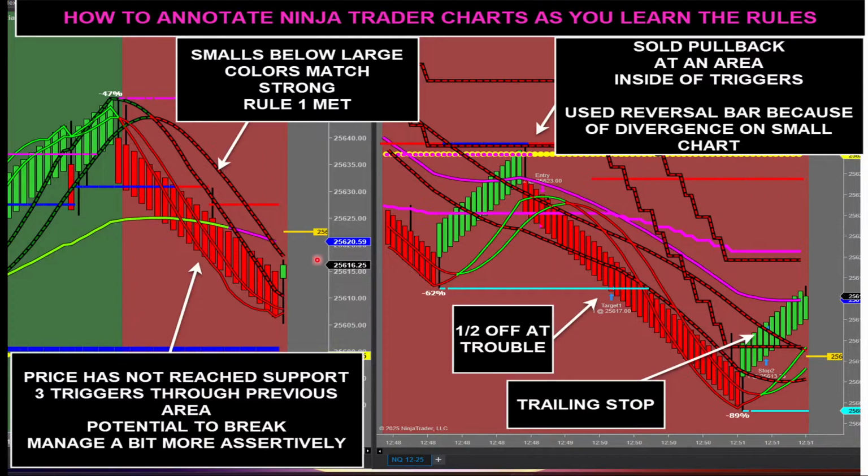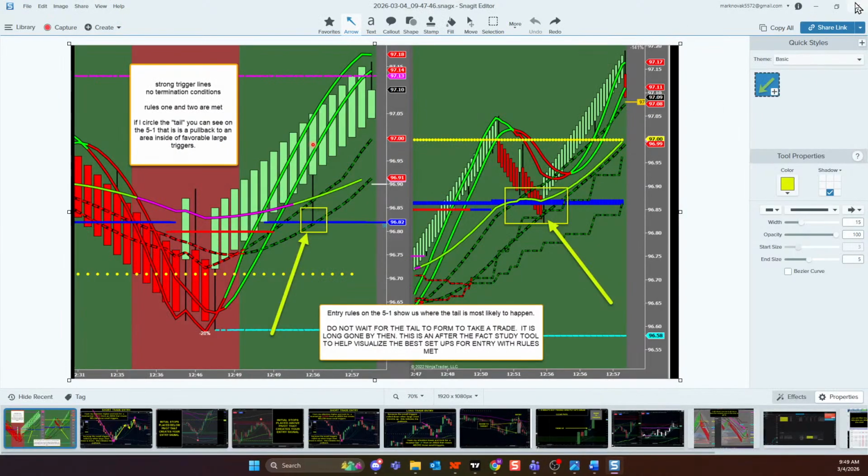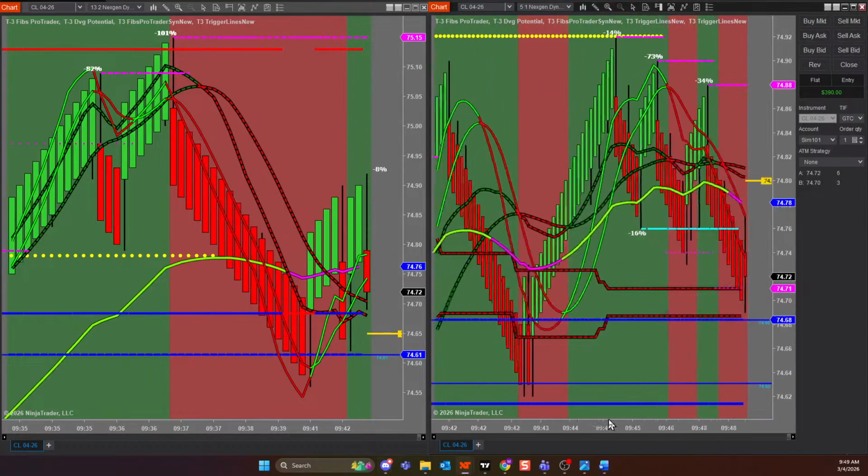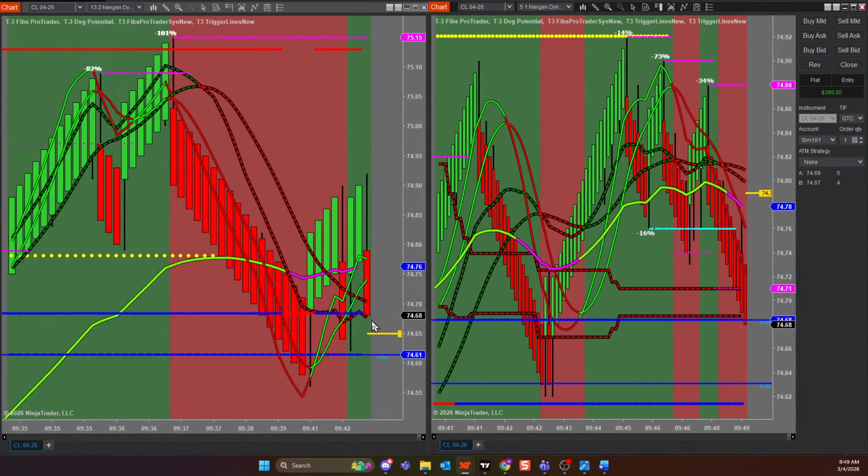So when you annotate and post in my room, if you're learning the software, define the momentum and use the phrase. Smalls below the large, colors match, they're strong. Rule number 1 met. Rule number 2, define it. Price has not reached support. 3 triggers through the previous area. This is only the potential. Manage a bit more assertively. Define your entry, guys. If you give me good information when you post in the room, I can give you quality feedback.